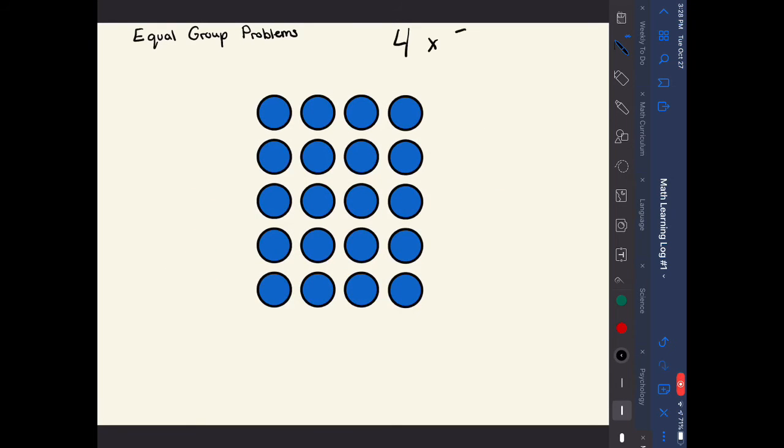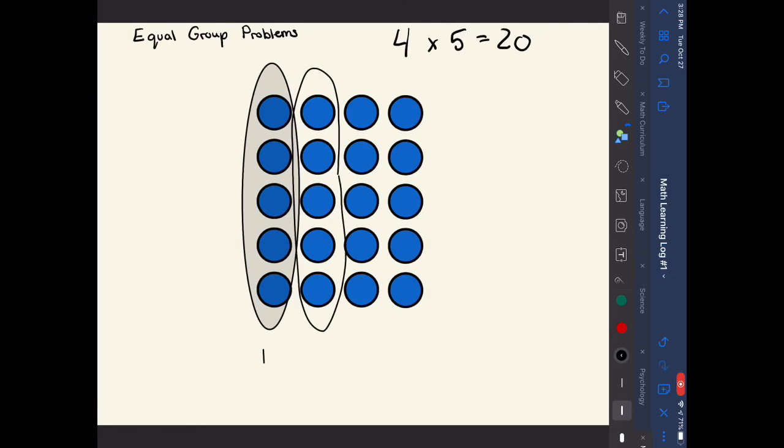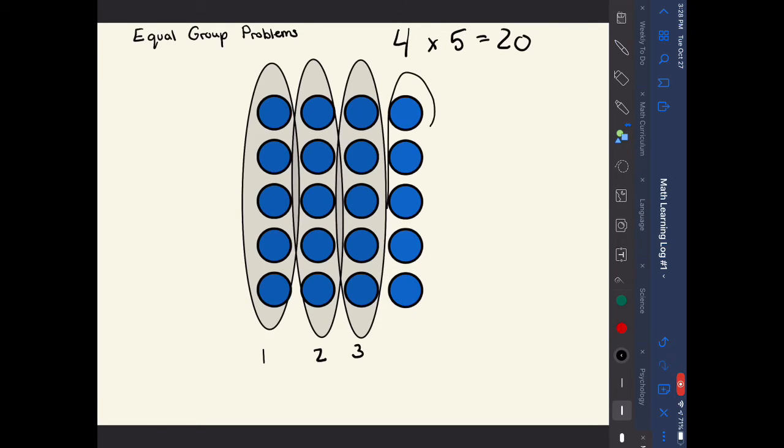Now we will look at the equation 4 times 5 equals 20 as an array. As you can see here, we have group 1 with 5 counters, group 2 with 5 counters, group 3 with 5 counters, and another group of 5, which makes 4 groups of 5, which equals 20.